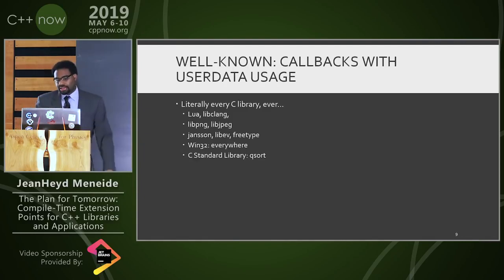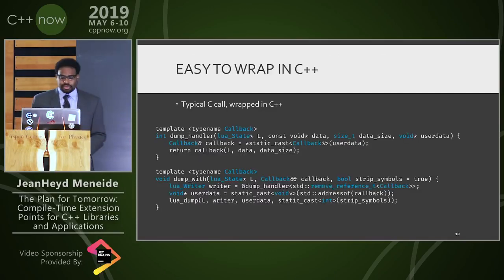This is used everywhere, right? Lua, libclang, libpng, libjpeg, libjansson, libev, libuv, even the standard library with qsort takes a function pointer that gives you its arguments by void star, and then you're supposed to cast out and work with the types as you see fit. So this is pretty well known. And the good thing is that it's very easy to wrap up in C++, right?